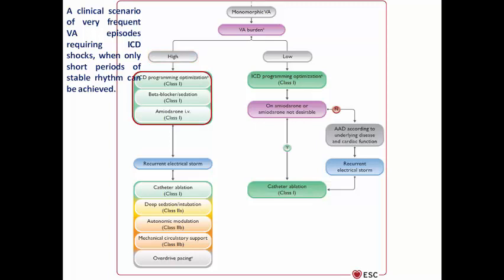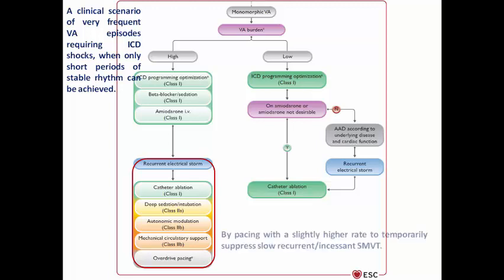programming optimization, beta blockers and sedation, and IV amiodarone. If still recurrent electrical storm due to monomorphic VT, arrange for catheter ablation. Deep sedation and intubation may be needed, autonomic modulation, mechanical circulatory support, or overdrive pacing, by pacing with a slightly higher rate to temporarily suppress the slow recurrent or incessant sustained monomorphic VT.